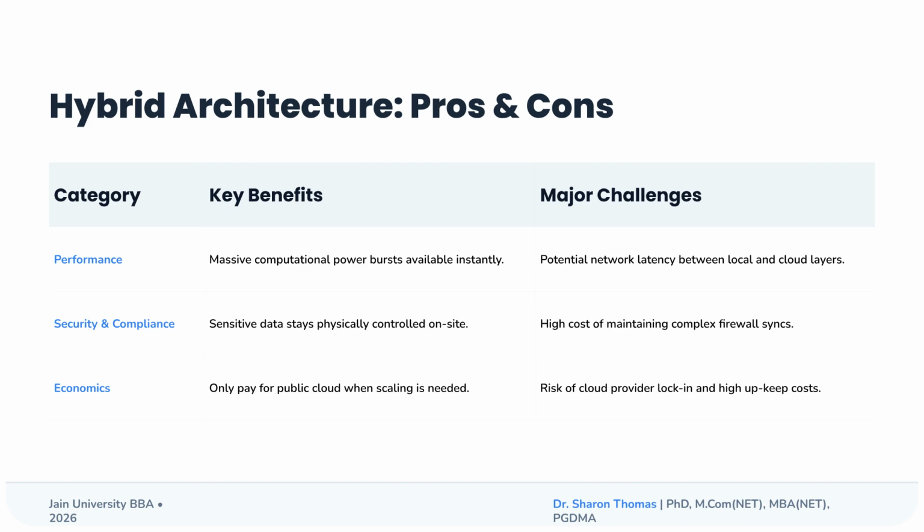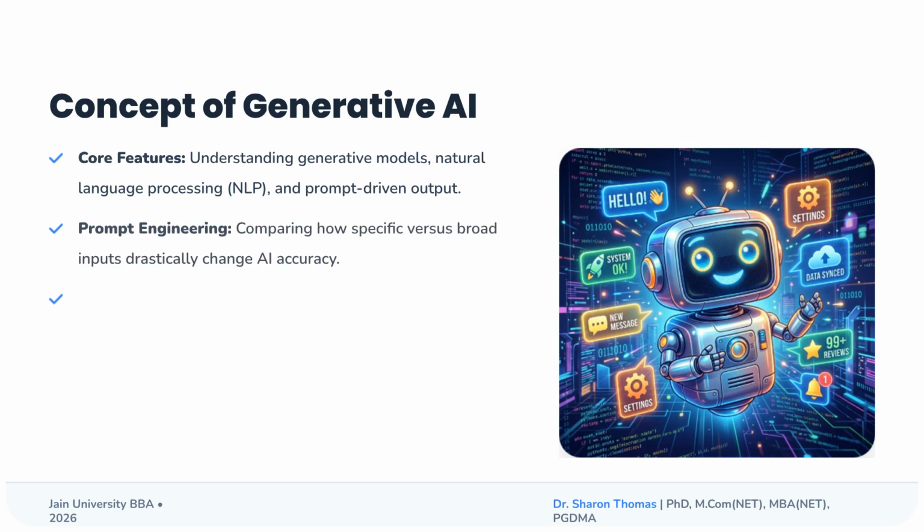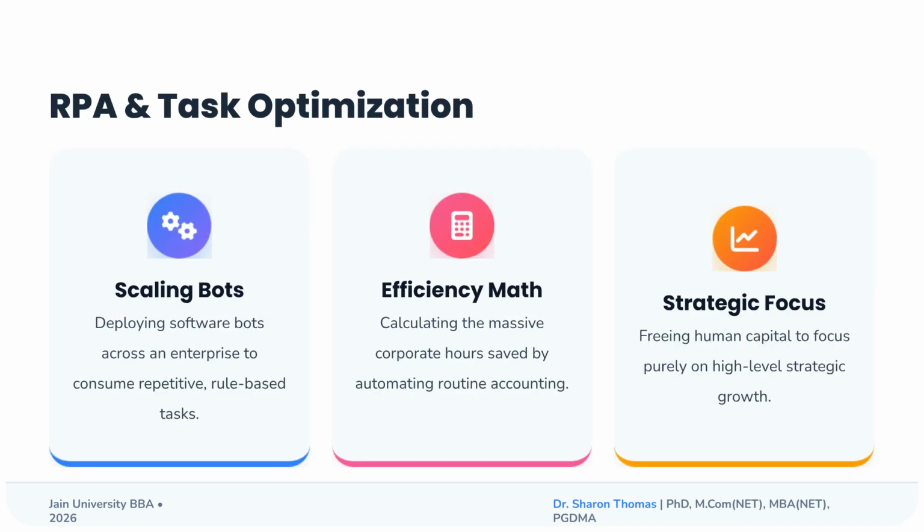When designing hybrid architectures, it is crucial to weigh the pros and cons regarding data sovereignty, latency, and operational flexibility within your specific enterprise environment. Let's define generative AI. It involves complex language models, prompt-driven outputs, and the ability to generate not just text, but also code and predictive business assets. Robotic process automation, or RPA, allows organizations to scale software bots for repetitive tasks, providing clear efficiency gains and freeing human capital for strategic growth.